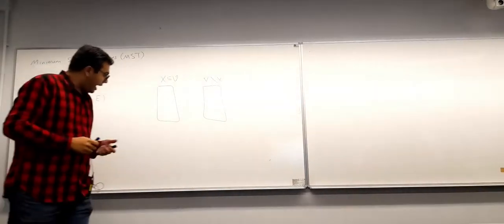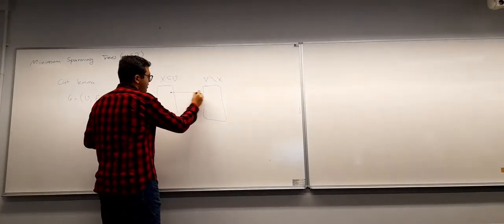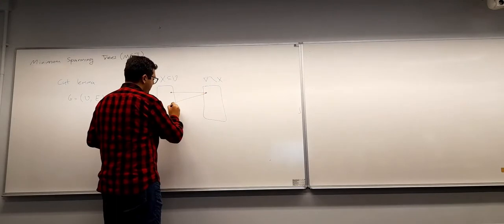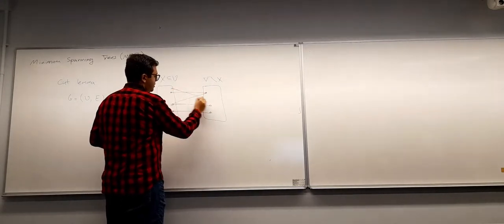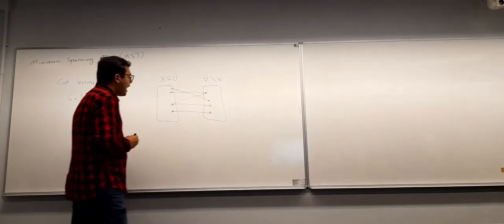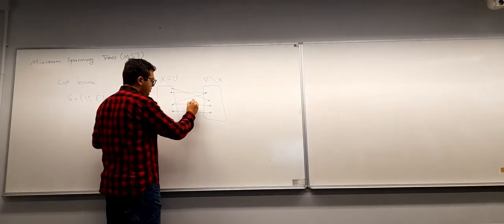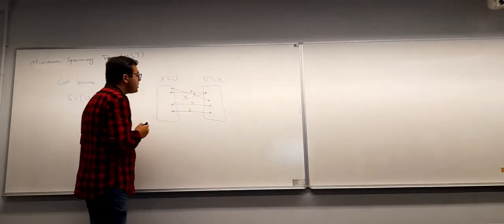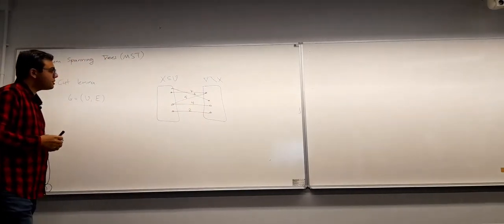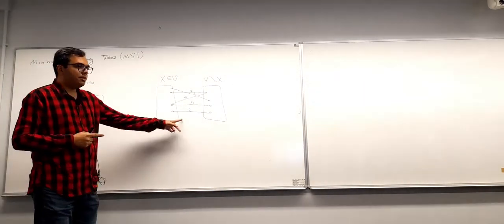And I look at all the edges that go between these two sets. So there might be a lot of edges. I look at all the edges that are going between here and here, and I look at all of their weights. So let's say this has weight 2, this is 4, this is 5, this is 1. Oh, no, this is 6, this is 7. So I look at all these weights and I take the minimum.